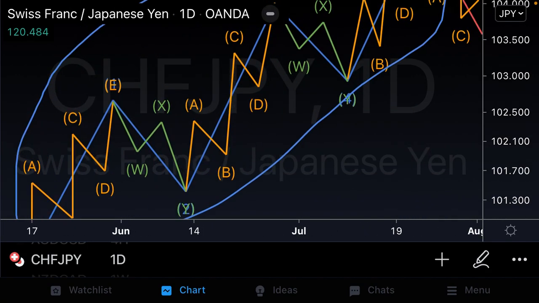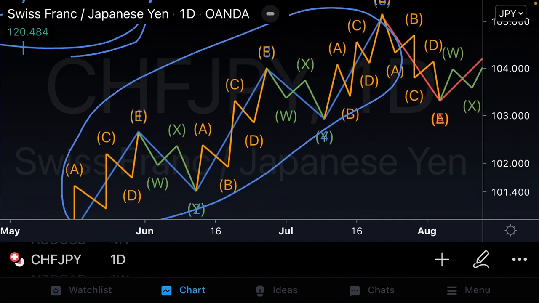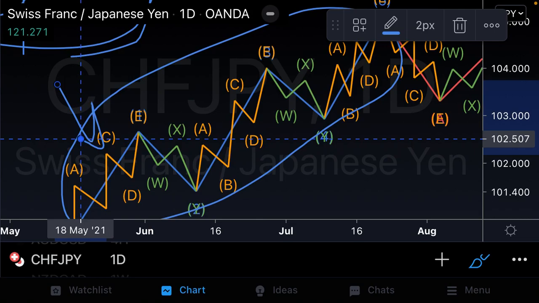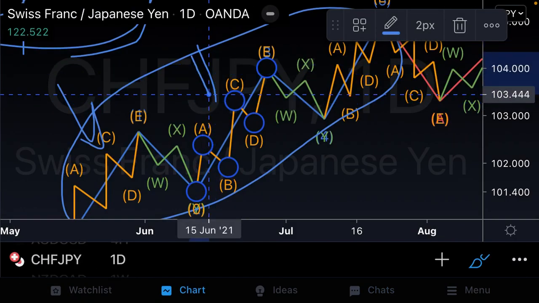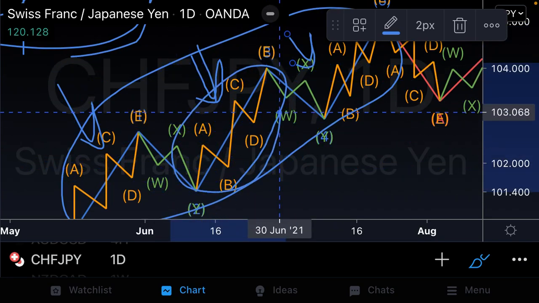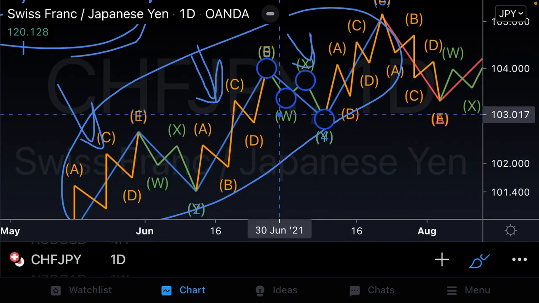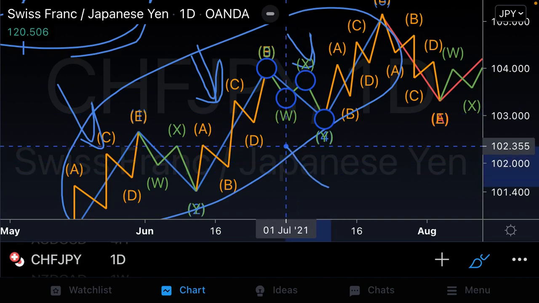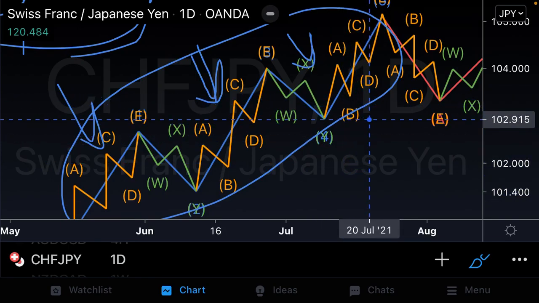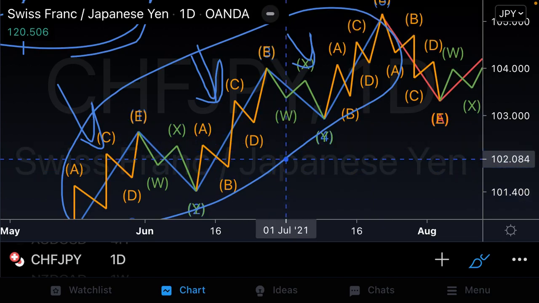Now, we've already discussed that we have 3 impulsive legs. Obviously, wave number 1, wave number 3, and wave number 5 are all impulsive phases. So under no circumstances can wave number 3 be the shortest of these 3 impulsive phases. So we need to see wave number 3 being either the longest, most impulsive phase, or wave number 5 being the longest, but never can wave number 3 be the shortest.